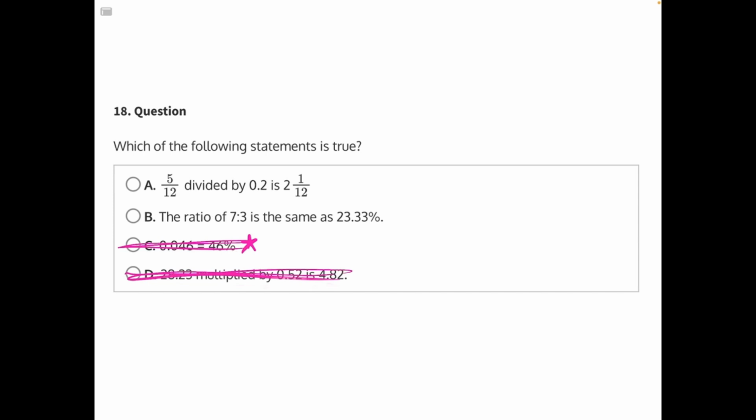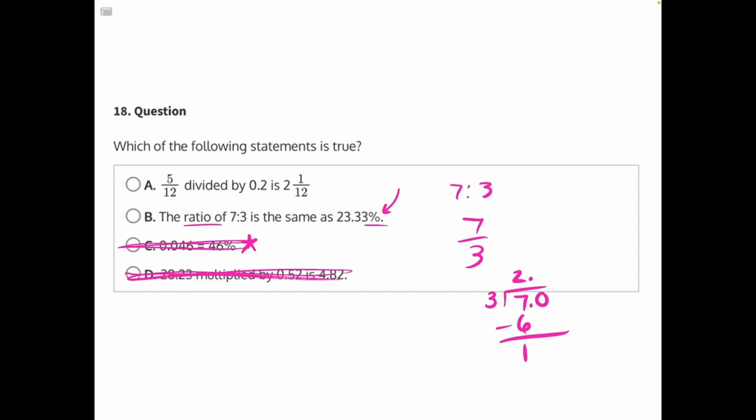Once you've narrowed down your options to either A or B, B is the next fastest one that we could debunk. So let's take a look at it. Anytime you want to convert a ratio to a percent, you just need to divide. So the ratio 7 to 3 is the same as 7 divided by 3. So we can set up our long division here. 3 goes into 7 2 times. 6. We're left with 1 remainder, so let's add a decimal.